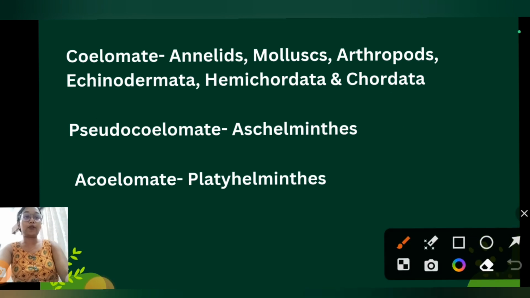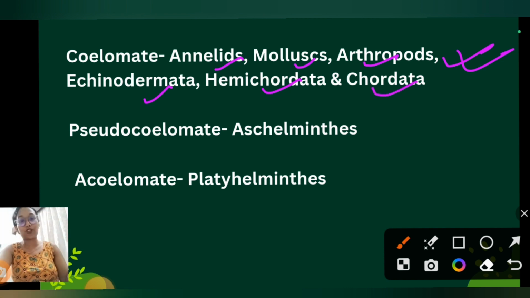So for examples, we can see coelomate in Annelida, Mollusca, Arthropoda, Echinodermata, Hemichordata and Chordata, the last phyla which are present actually. Then pseudocoelomate, the false coelom, is present in Aschelminthes. Acoelomates, which do not have any kind of body cavity, we can see in Platyhelminths. Is it clear?